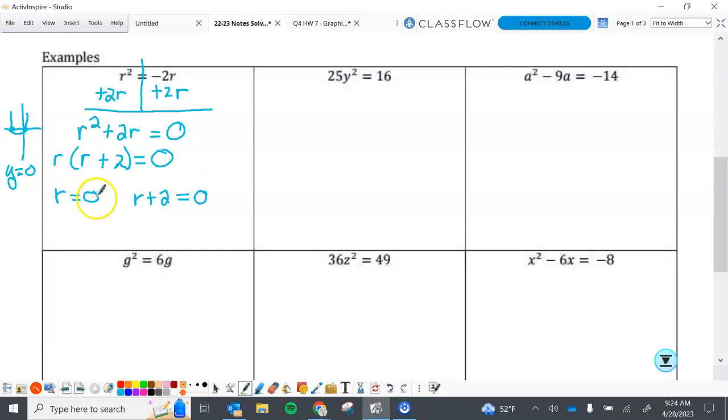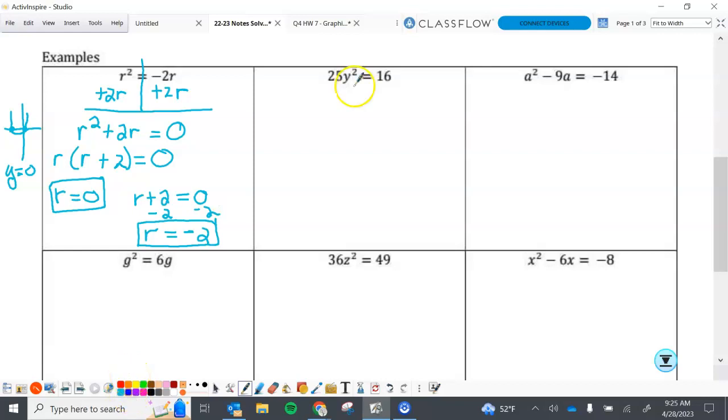So here I have r equals 0, that's already solved. Over here I have to subtract 2, and I'll get r equals negative 2. So here you can see we have two solutions to our graph. And this is, again, the roots, the zeros, the solutions. This is the x-intercept. This is where our graph crosses the x-axis at 0 and at negative 2.